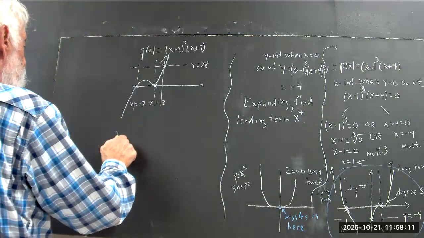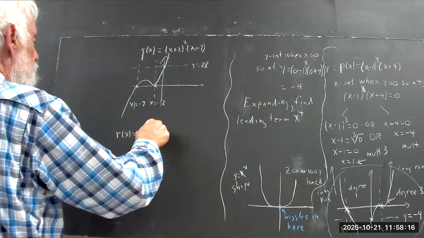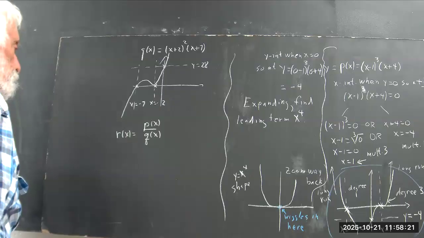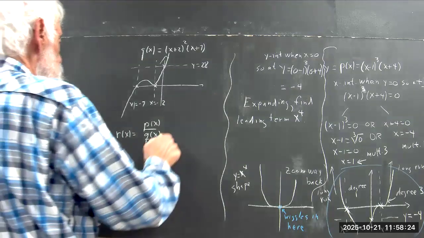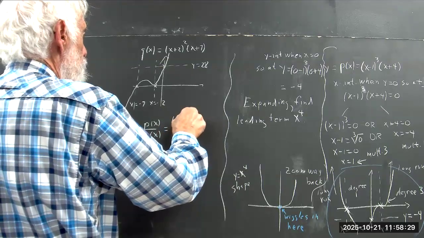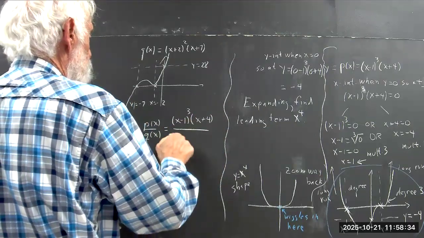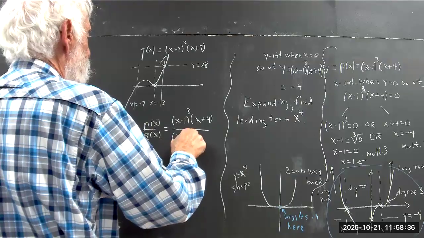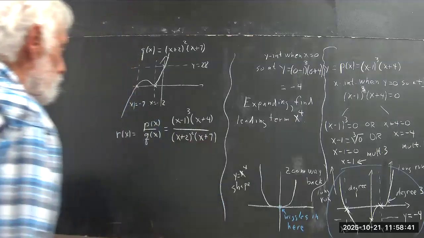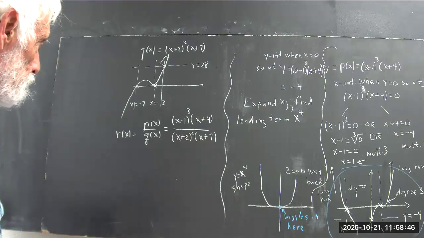Now, what about R of X equals P of X over Q of X? Well, we write out the formula. That's going to be X minus 1 cubed times X plus 4, and the denominator X plus 2 squared times X plus 7.